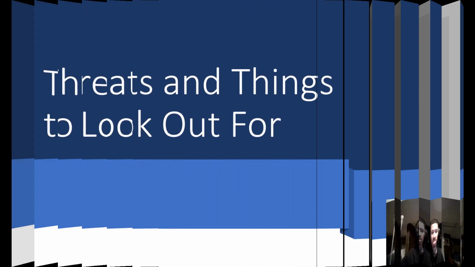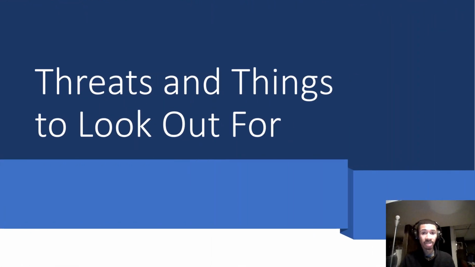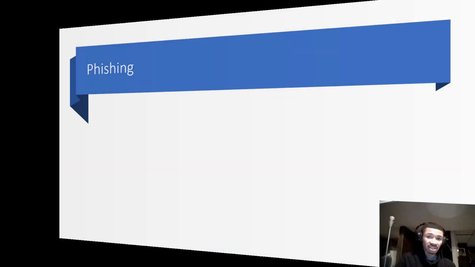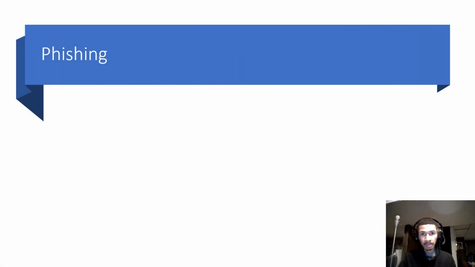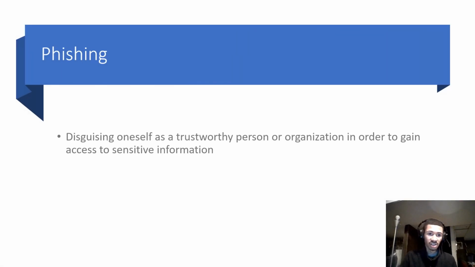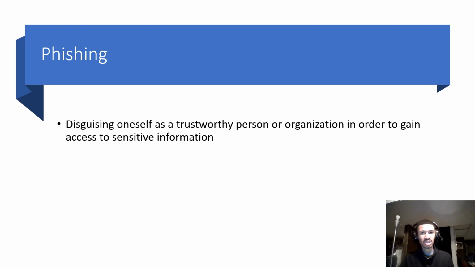So, some threats and things to look out for on that topic, because there are threats. The very first thing that I want to mention is indeed phishing. Phishing is when a trustworthy source or a trustworthy person is disguising themselves as someone that you want to trust, an organization, or a CEO boss, which I'm going to talk about later, or someone or somebody, and they are trying to gain access to your information.